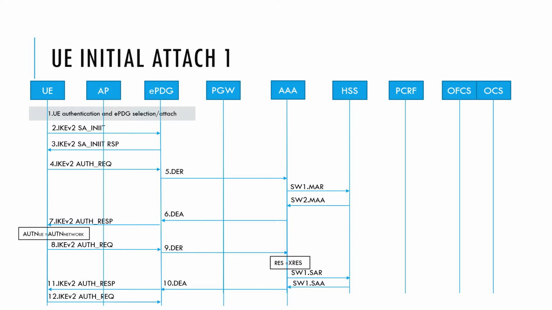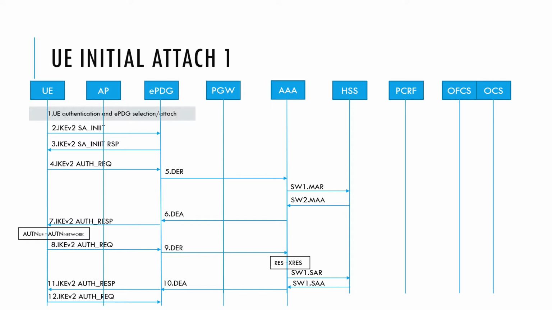The HSS sends back the MAA message. At this point, the AAA has to challenge the UE for getting the authentication vectors from the UE. So now the AAA challenges the UE using the DEA message, and then finally this challenge goes up to the UE using the IKEv2 auth response message. Now the UE can authenticate the network. Like in LTE, the UE AUTN is matched with the AUTN coming from the HSS, which is an authentication vector that we have received from the HSS. At this point, the AUTN at the UE is equal to the AUTN coming from the HSS, and we can say that the network is an authentic network.